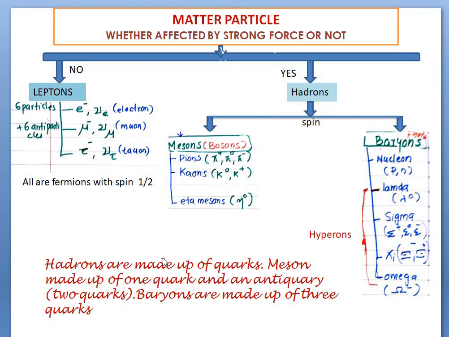Actually, a quark is a very simple particle having a fractional charge. These quarks have a fractional charge, and these hadrons are made up of these quarks. But a lepton is not made up of quarks. It is a truly elementary particle. It is made up of itself.